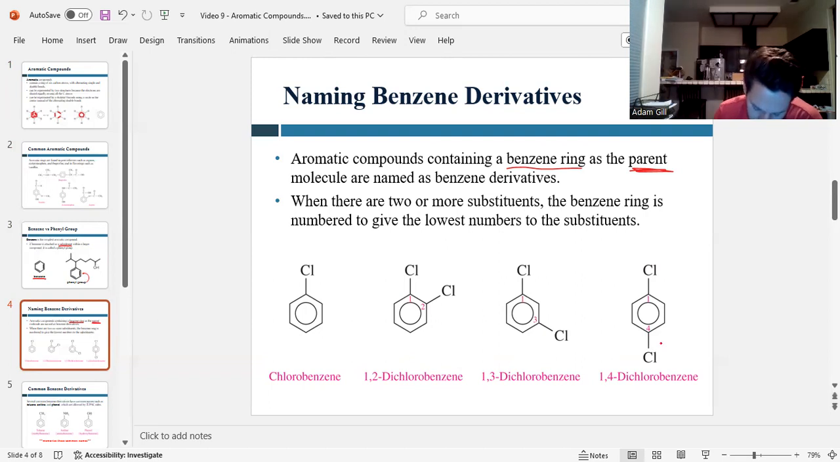And so this is carbon number 1. This is carbon number 2. So this is 1,2-dichlorobenzene. Or carbon numbers 1, 2, and 3. So this is 1,3-dichlorobenzene. Or carbons 1, 2, 3, 4. So this would be 1,4-dichlorobenzene. So we use numbers to specify where the substituents are attached if there's more than one substituent.